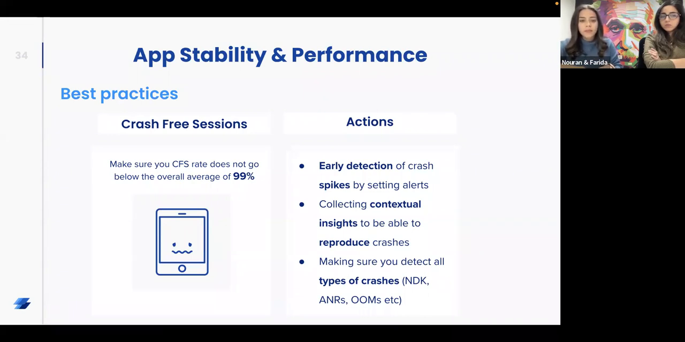And finally, you need to make sure that you're covering all the different kinds of crashes, that you're not focused on specific kinds of crashes and ignoring the rest. All crashes are equally bad to customers. So just make sure that you're covering all the types of crashes. This includes NDK crashes, which is a C++ crash happening on an Android application. ANRs, which is applications not responding.